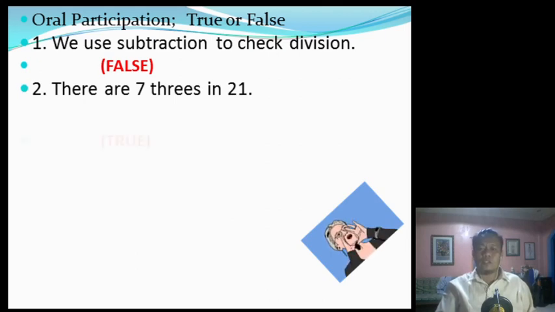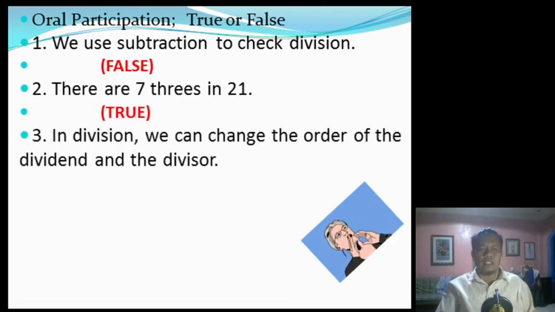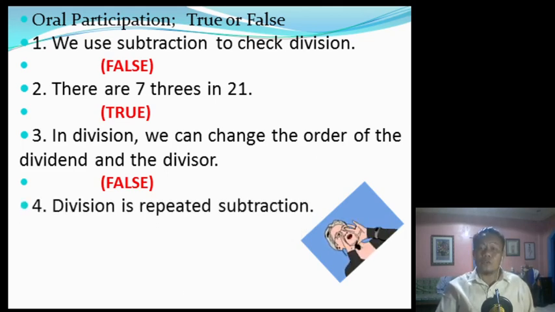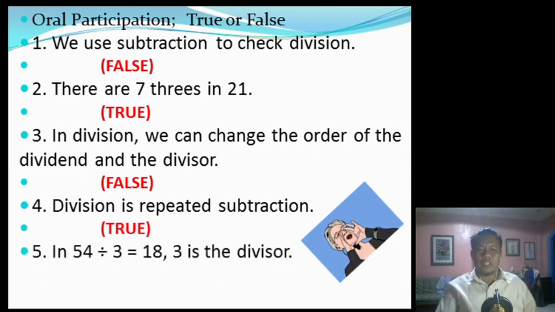Number 3, in division, we can change the order of the dividend and the divisor. True or false? That is false. Number 4, division is repeated subtraction. True or false? True. Number 5, in 54 divided by 3 equals 18, 3 is the divisor. True or false? That is true. Very good.